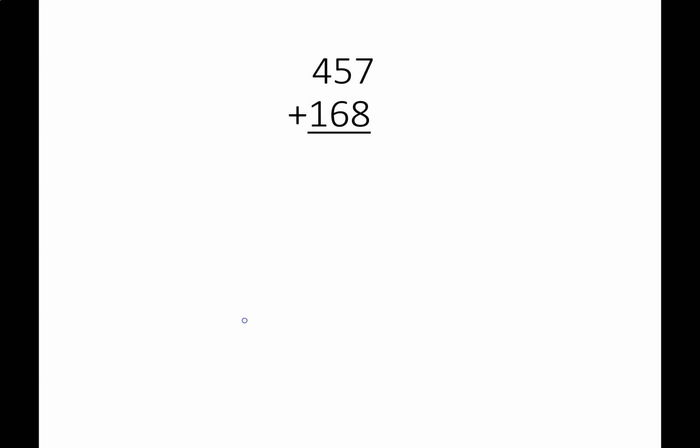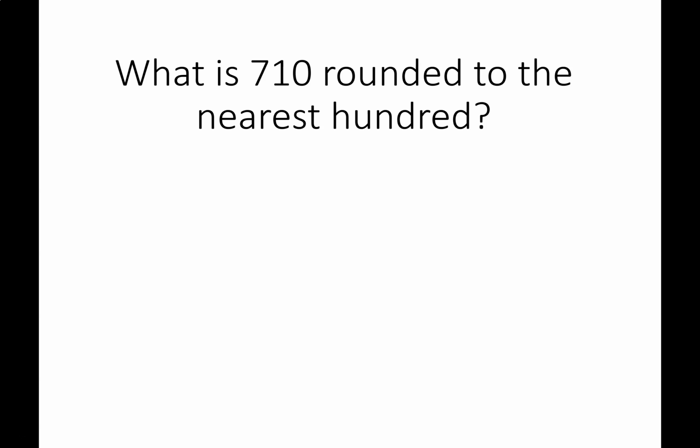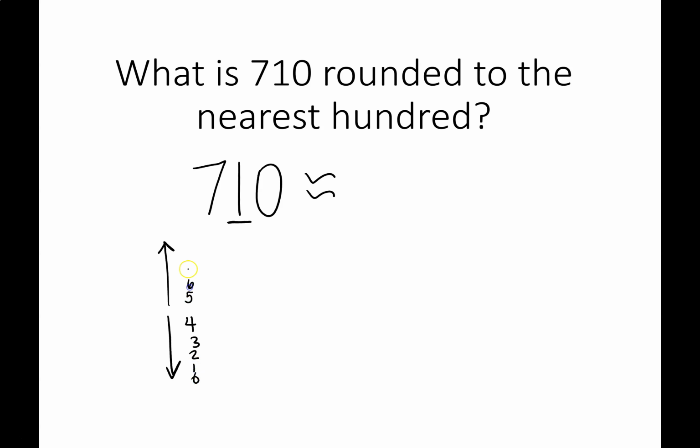Okay, I think we have one more rounding question. What is 710 rounded to the nearest 100? Okay, so we're back to rounding to the nearest 100. 710. Okay, rounding to the nearest 100, we look in the tens place. Okay, so 1 is 4 or below, so that means I'm going to be rounding down. But we need to know what I'm rounding down to. So 710.